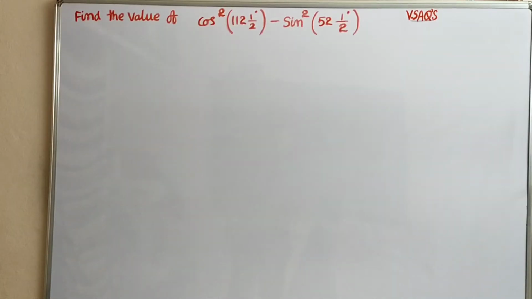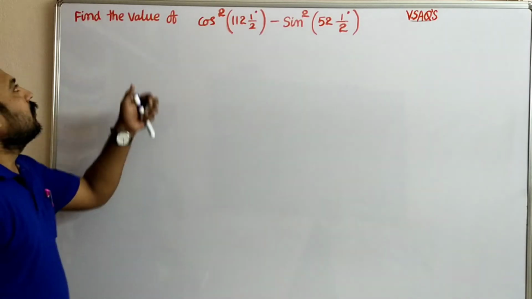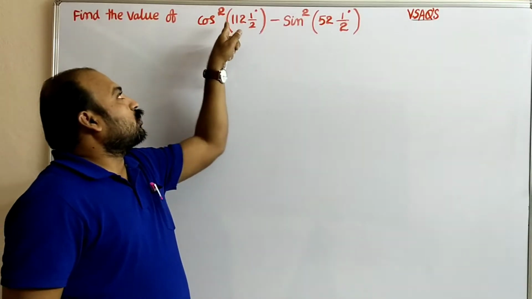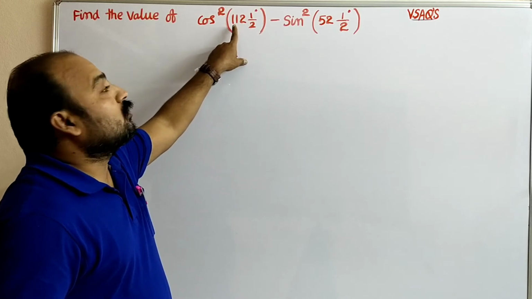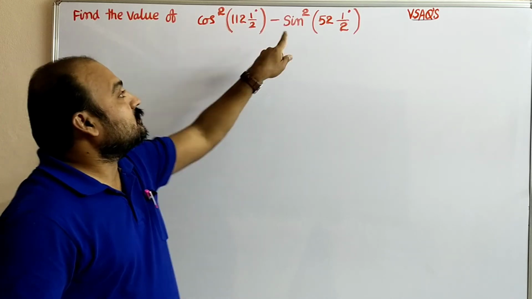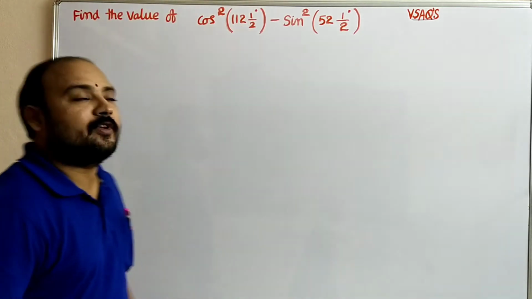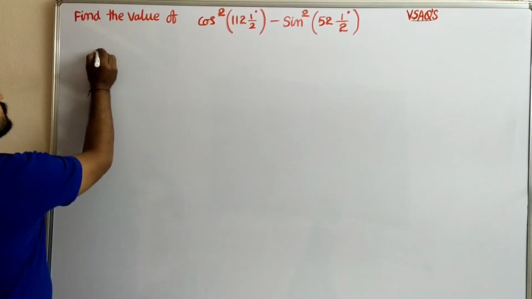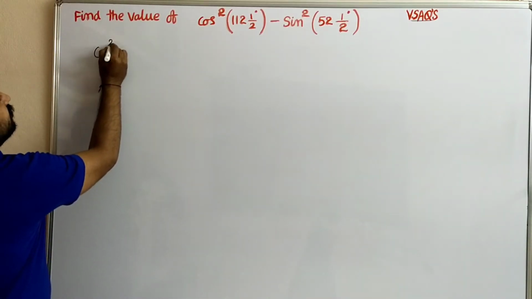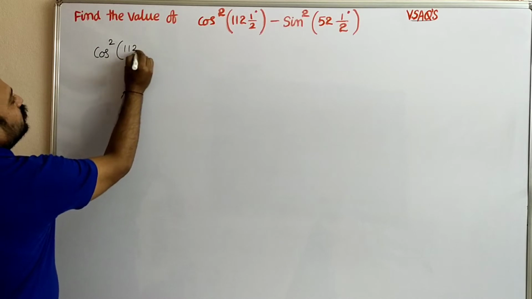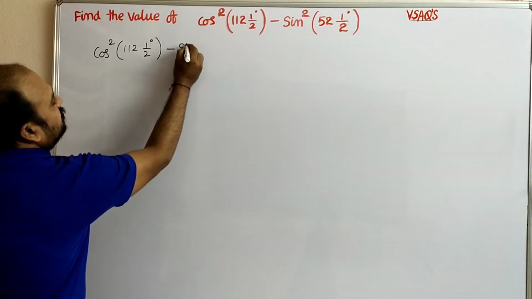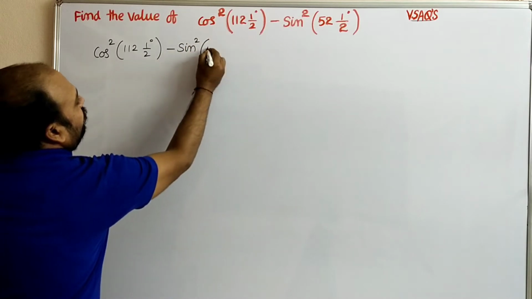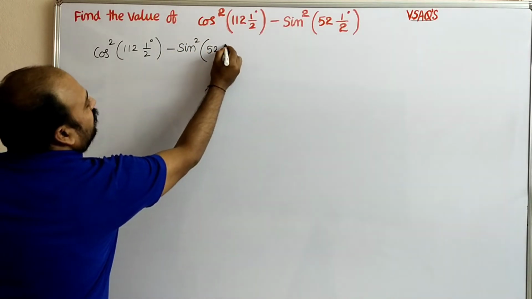The next question. Find the value of cos square 112 and half degrees minus sin square of 52 and half degrees. Now consider cos square of 112 and half degrees minus sin square of 52 and half degrees.